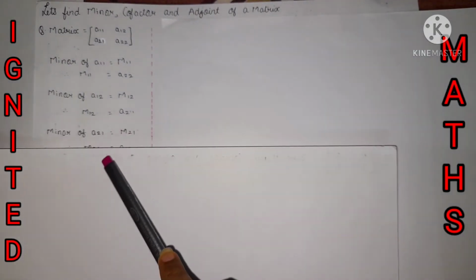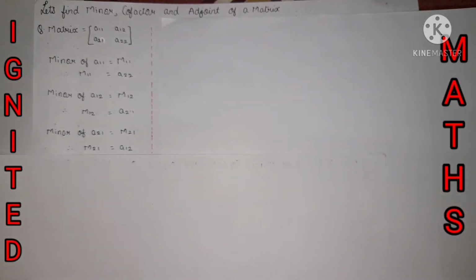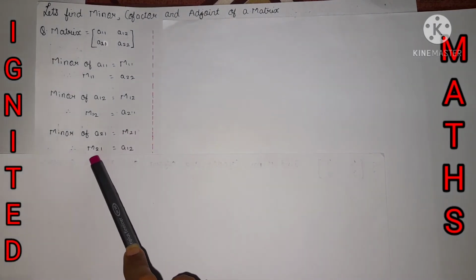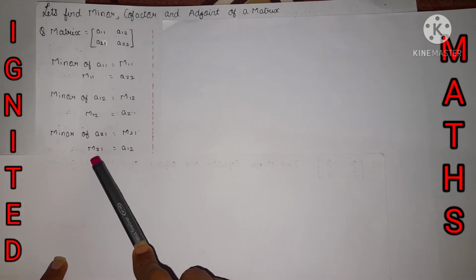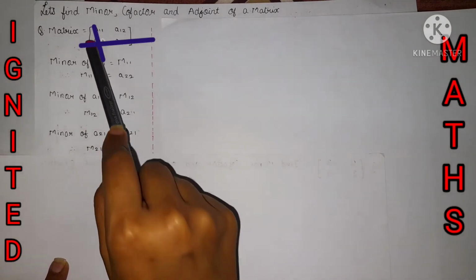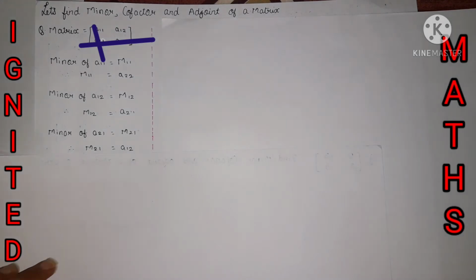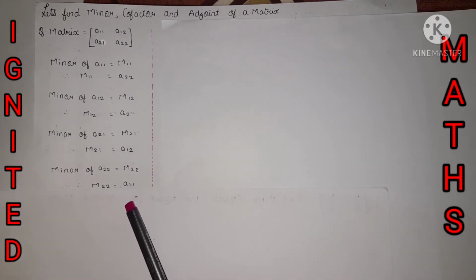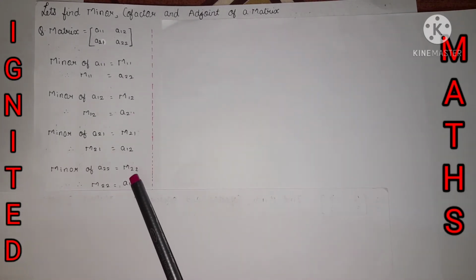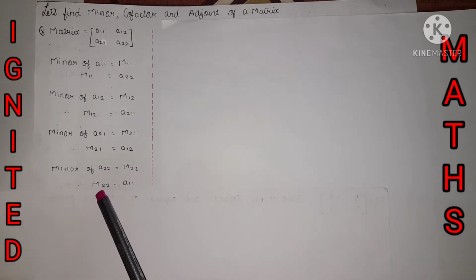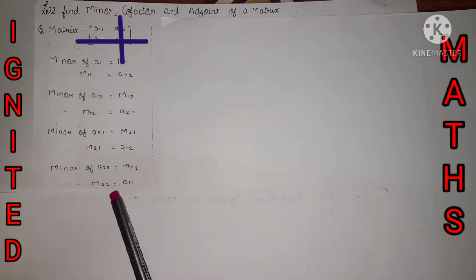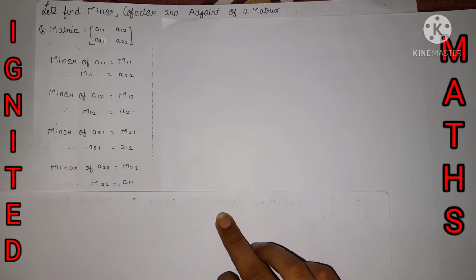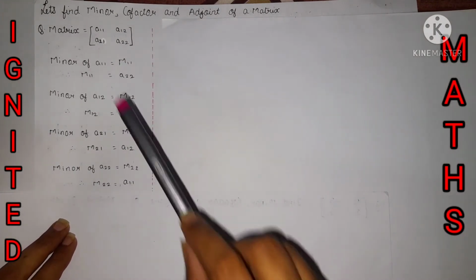Now the third element is the minor of A21. Minor of A21 is equal to M21. What will be the value of M21? We need to hide the second row and first column, and the term left is A12. Now the fourth element, minor of A22, is equal to M22, and for the value of M22 we need to hide the second row and second column. If we hide them, then we get the answer A11. This is how we found the minor of each and every element.